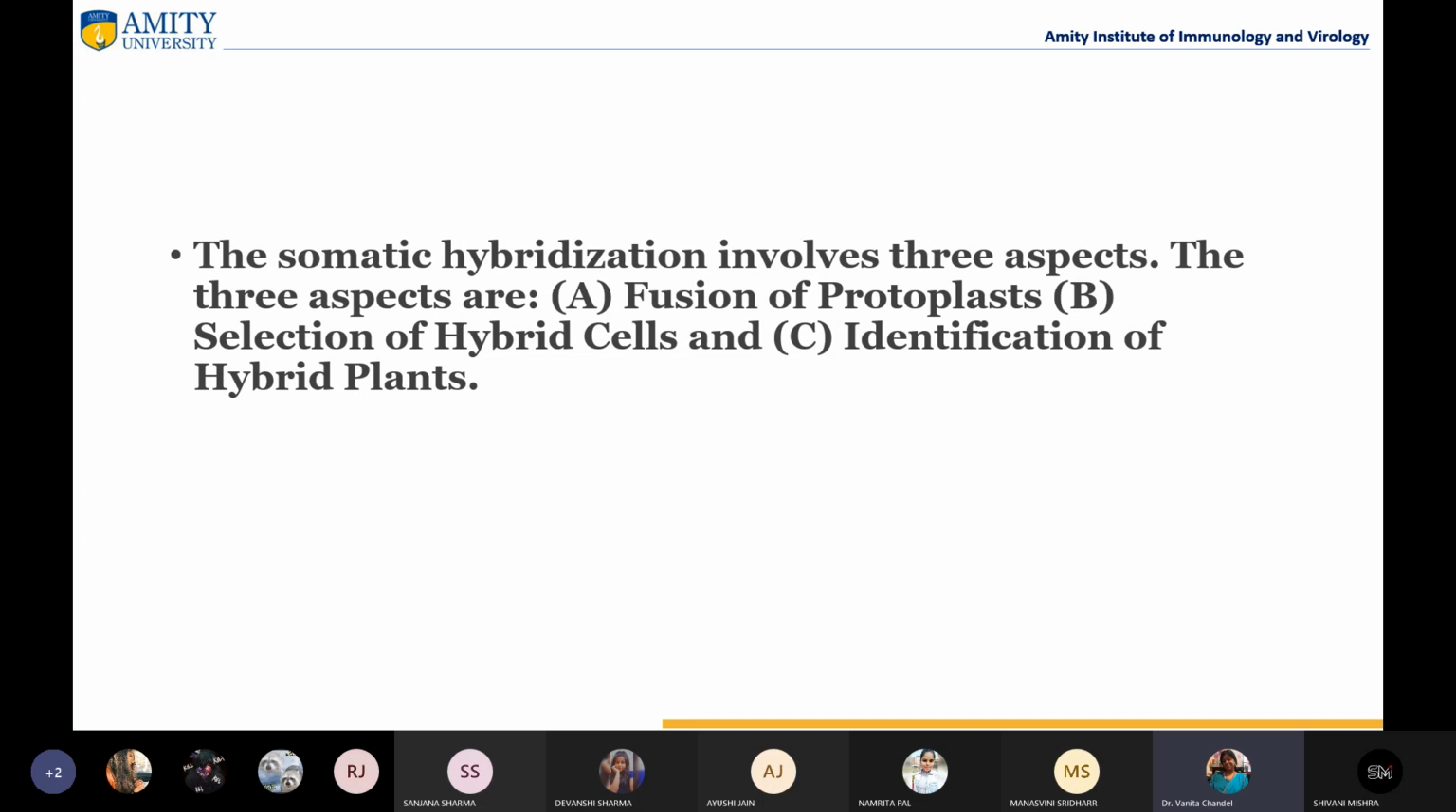In the end, when those plants are grown, we need to identify which plant we need to move forward with, in which plant the characteristic we require is present, and how we move further to taking those plants to the fields.